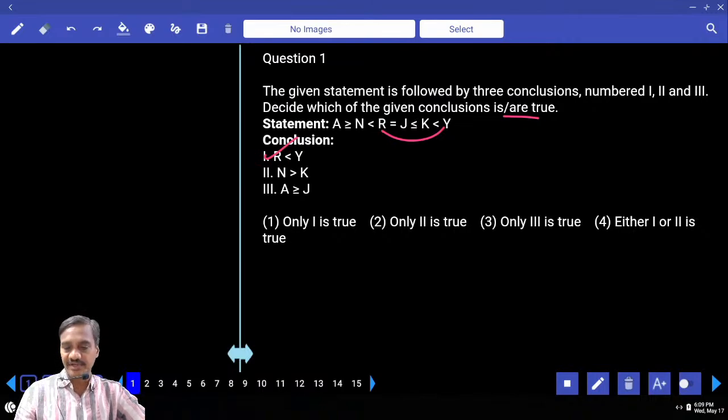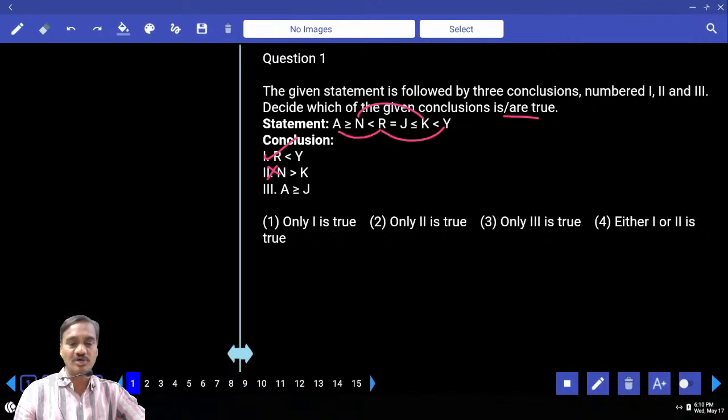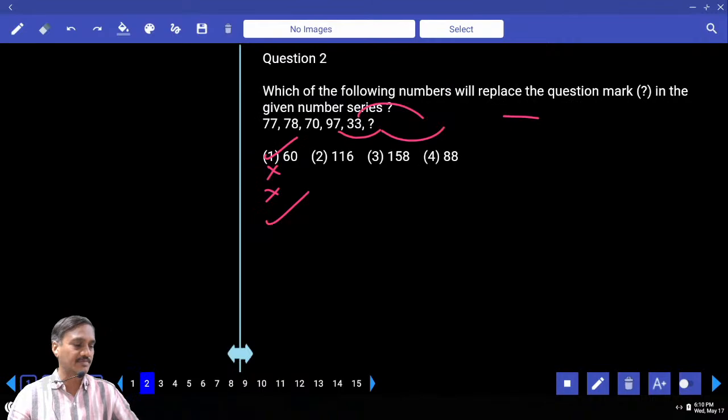The next one, N and K. Now N and K, N lesser than K is true. N greater than K is false. A and J, and between A and J, there are two opposite symbols. And what is your answer? Only one, choice one, question number 1.